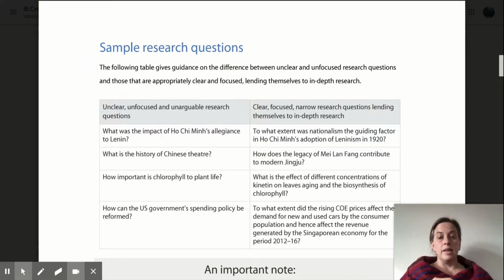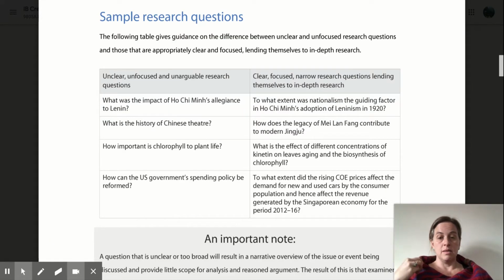We want an arguable, complex, specific question that's really going to require you to do more than just look at Wikipedia, where you're going to need to look at some more sophisticated academic research in order to answer that question. So instead of what is the history of Chinese theater, they put, how does the legacy of Mei Lanfang contribute to modern Jingju? And I may be pronouncing that wrong, and I apologize, but that is the question.